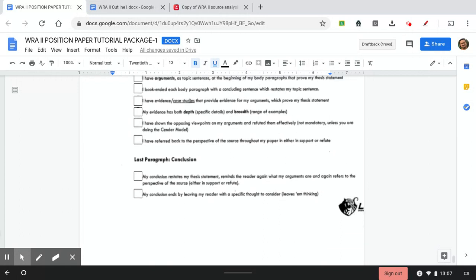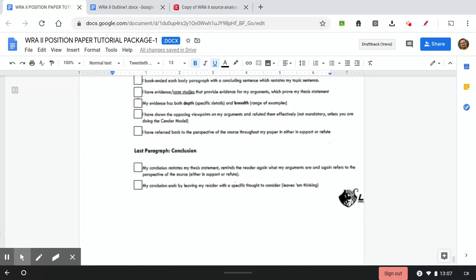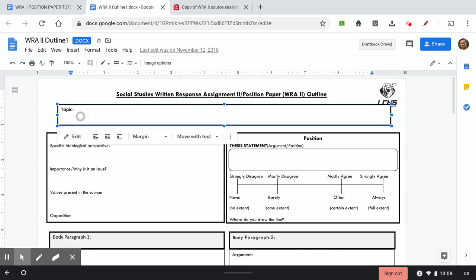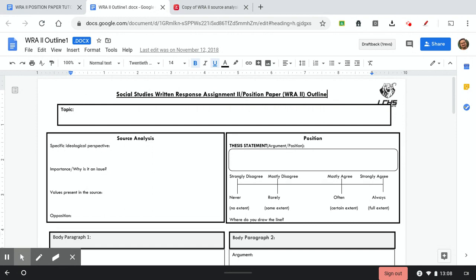I'm going to go over another one, but let's go to this outline here. So here's the planning page. I highly recommend using this in your topic. What is it? Grade 10s, it's going to be about globalization. Be specific what type. Grade 11, it's going to be about nationalism. What type? So in your source analysis, include what is the specific ideological perspective? Why is it important? Why is it an issue? What are the values in the source?